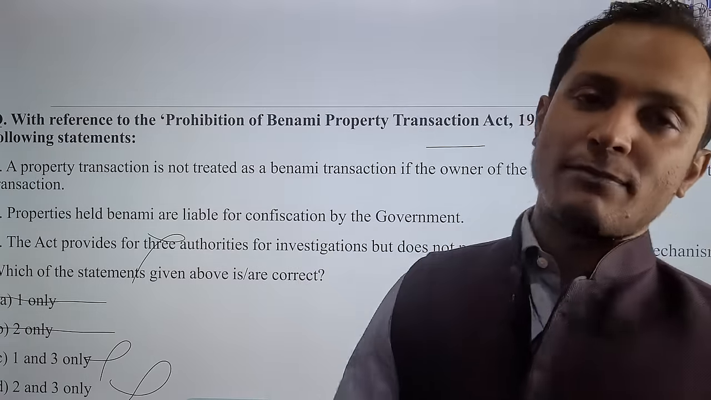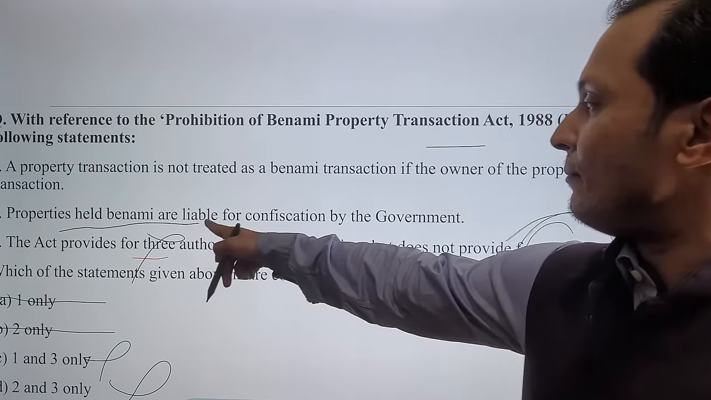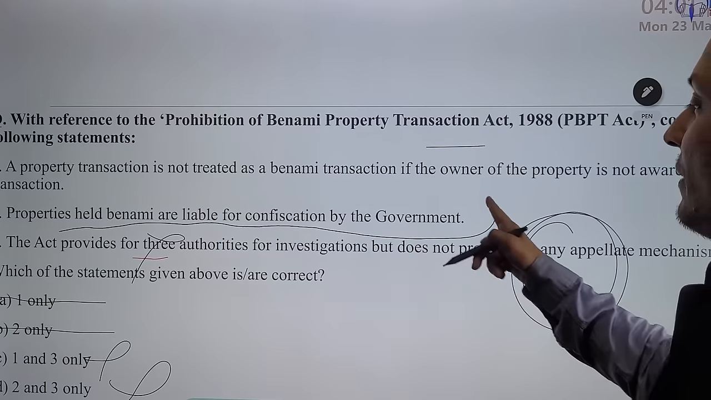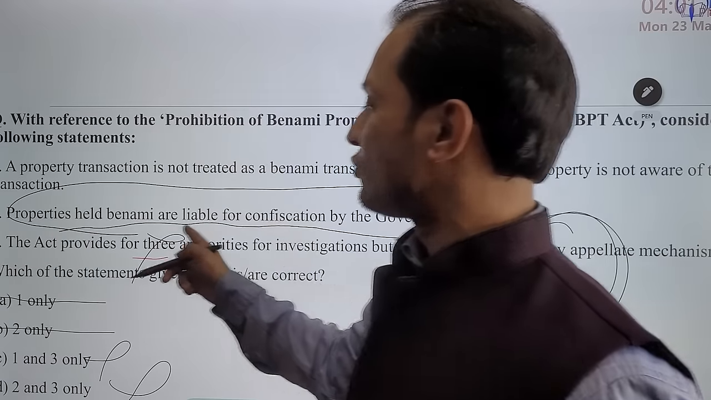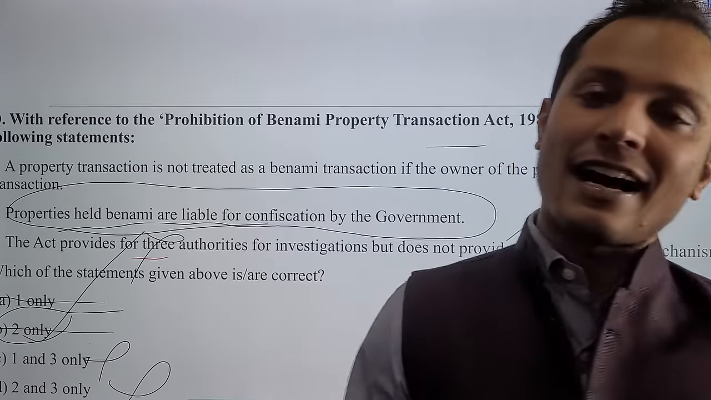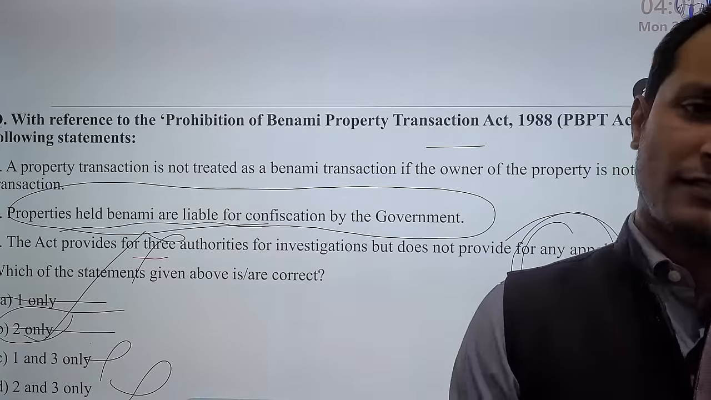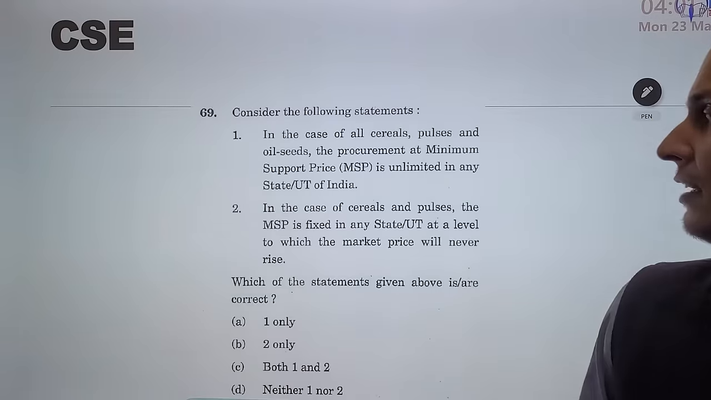And if you read this statement, you can easily make out that properties held in Benami are liable for confiscation by the government. Obviously, this statement has to be correct, guys. So 2 only is the answer, because the crux of the Benami Transaction Act is this only, guys. Let us go to the next one.